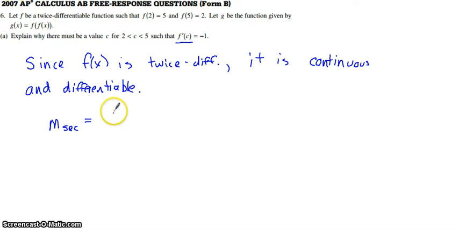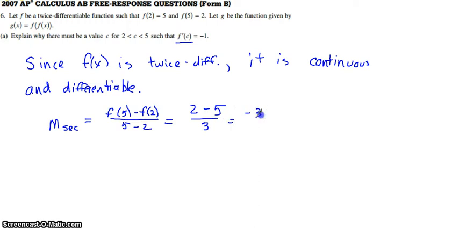So if I take f of 5 minus f of 2, so that would be the difference in my y values, and over the corresponding difference in x values, 5 minus 2. Well, they tell us that f of 5 is 2, so I'm going to put 2 in place of f of 5. They tell us that f of 2 is 5, so I'm going to put 5 in place of this. So 2 minus 5, 5 minus 2 is 3. 2 minus 5 is -3. And if you reduce that, you get a value of -1.